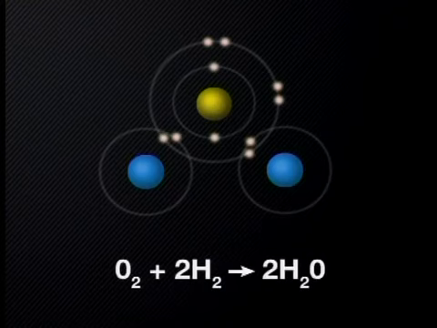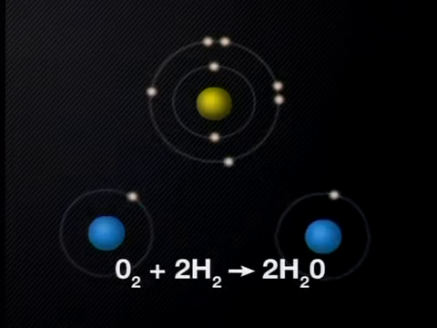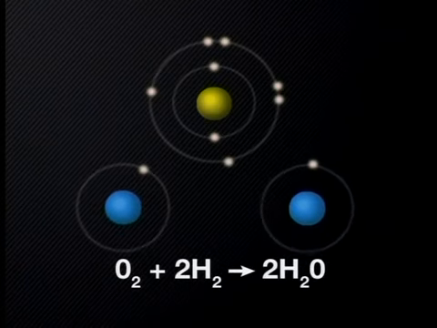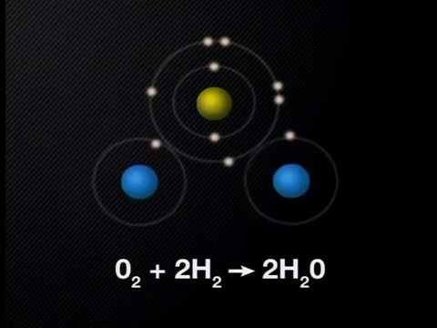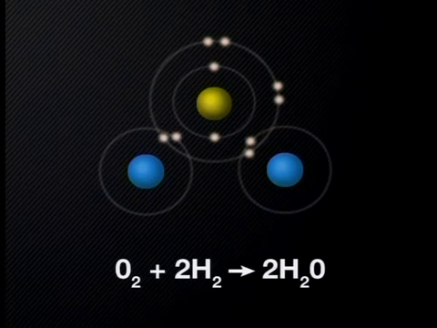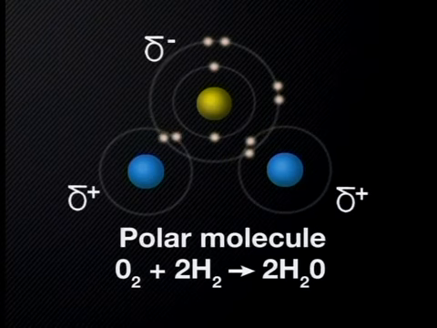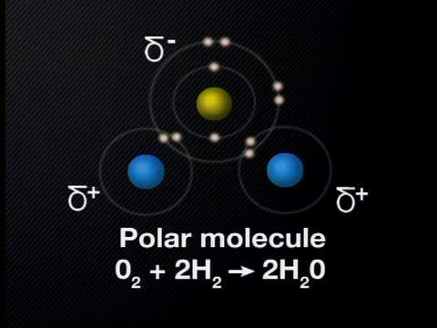The oxygen atom has a stronger attraction to these shared electrons because it has more positively charged protons in its nucleus than hydrogen. The negatively charged electrons are more attracted to the oxygen protons. This causes the oxygen end to be more negatively charged and the hydrogen side to be more positively charged. Because of this, we call the water molecule a polar molecule.